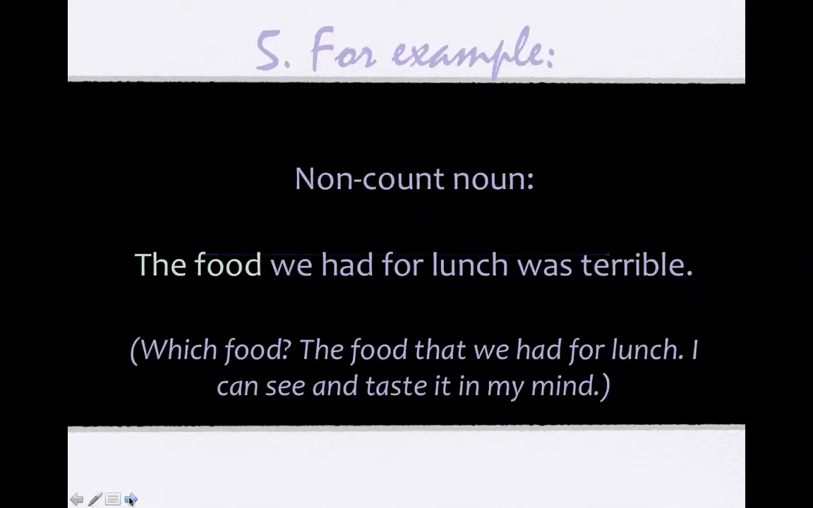And here are examples. Here's with a non-count noun. The food we had for lunch was terrible. Okay, which food am I talking about? It's the food we had for lunch, and I can see it and taste it in my mind.